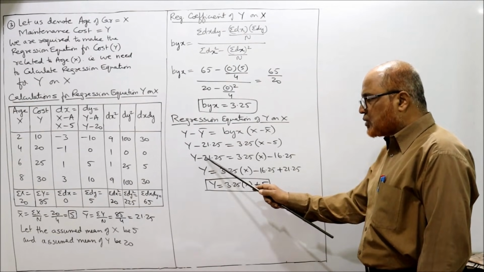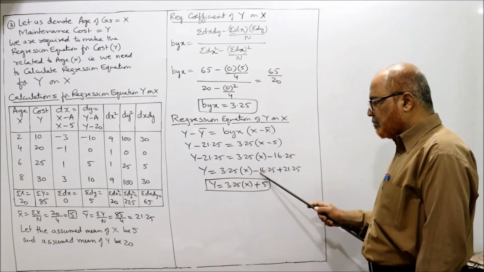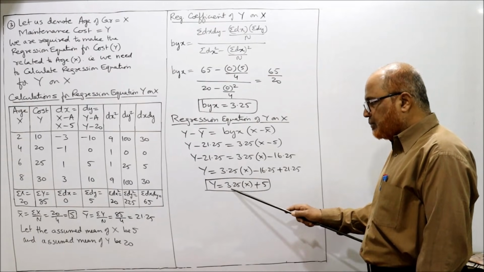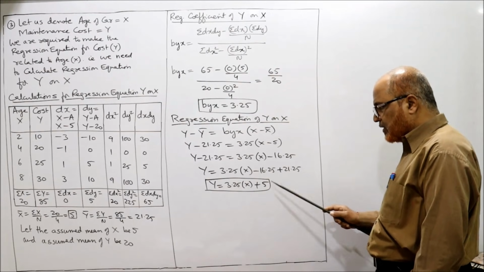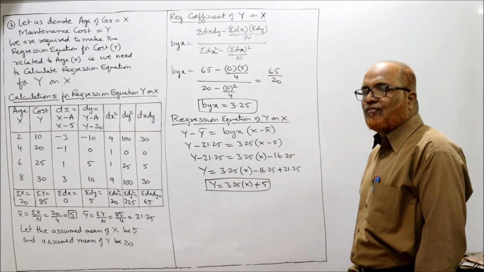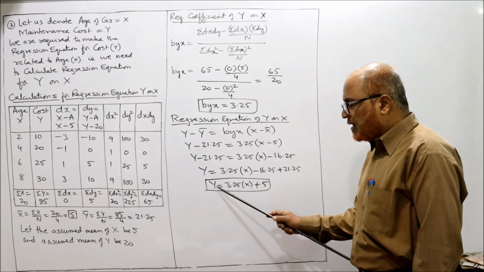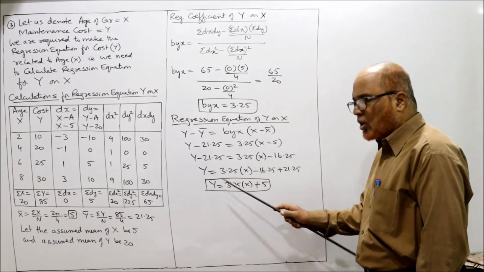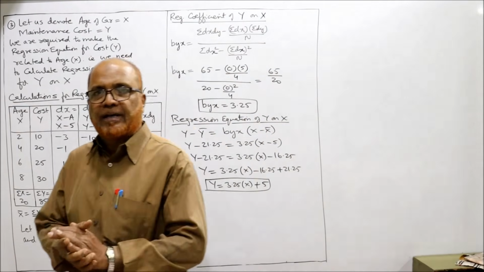Now bring this minus 21.25 to RHS. It will become plus 21.25. So y is equal to 3.25x minus 16.25 plus 21.25. So y is equal to 3.25x, ये minus 16.25 plus 21.25, you are getting 5. So ultimately, this is the regression equation for cost related to age. तो cost depends कर रहा age के ऊपर. Age यहाँ पर कुछ भी age डाल दीजिए आपको cost आ जाएगा. That's all. So this is the problem number 3 we have completed.